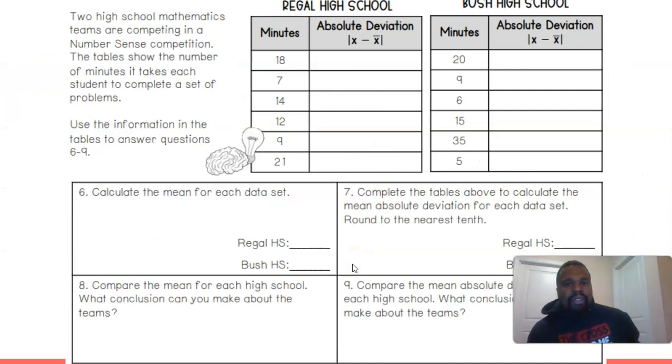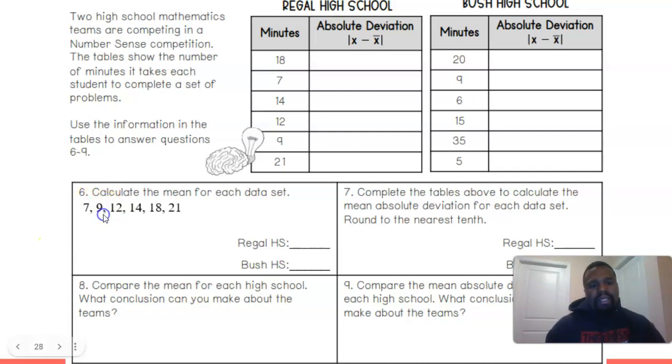We're looking at two high schools, Riga High School and Bush High School, and they're doing a number sense competition, and this is showing the number of minutes it takes for each student to complete a set of problems. So we want to first look at the mean of each data set. So let's look at Riga High School. Even if I do the mean, I always recommend that you put the numbers in order from least to greatest. It's just a good practice.